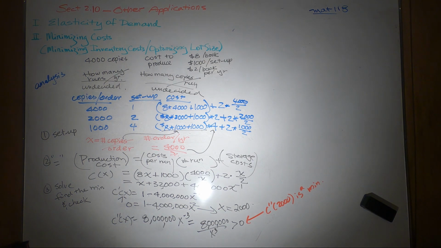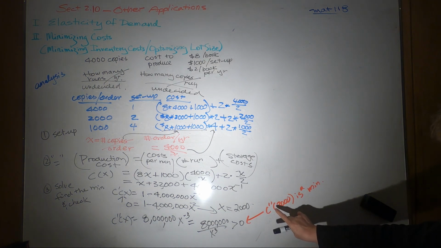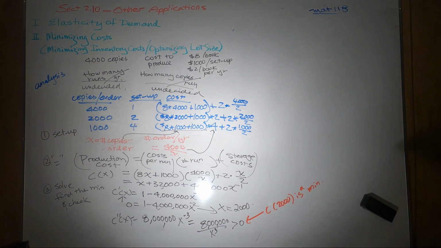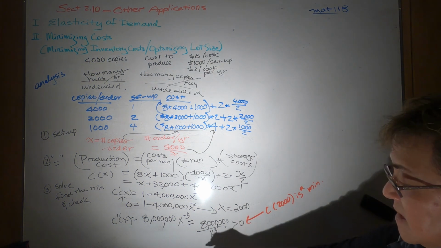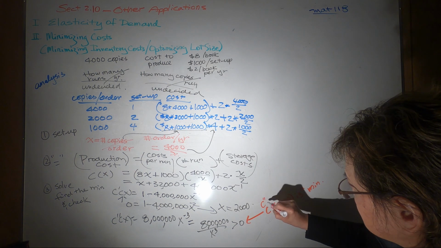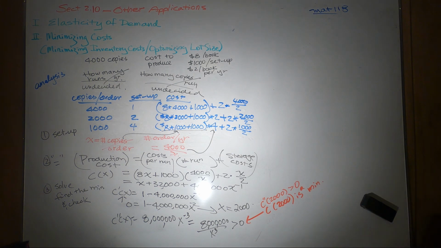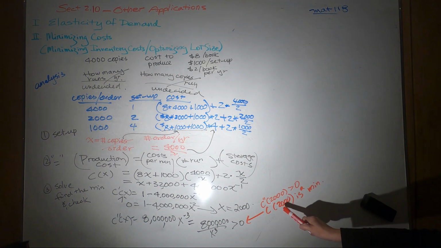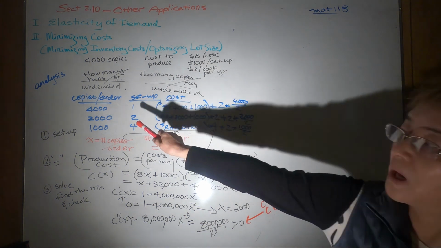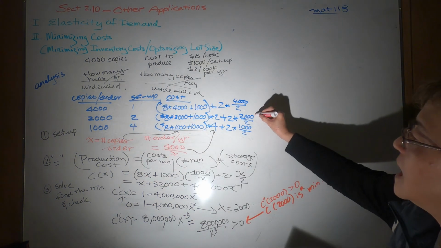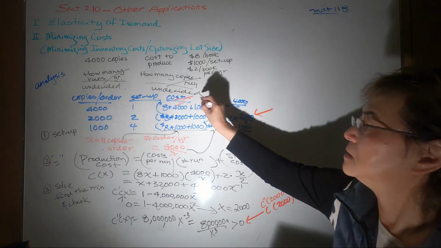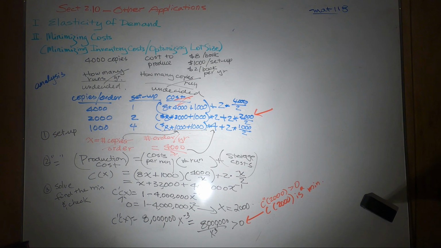right? So the second derivative being greater than 0 means this cost at X equal to 2,000 copies per order will be your minimum cost. That's what it's saying, right? So you can write down the conclusion.